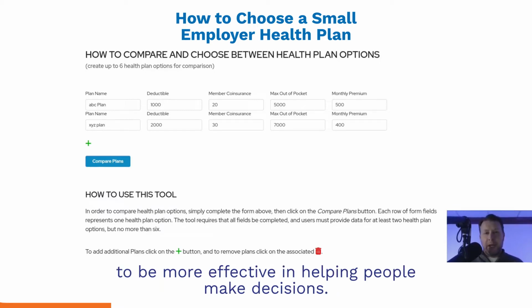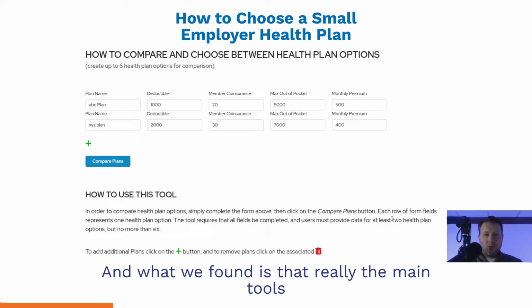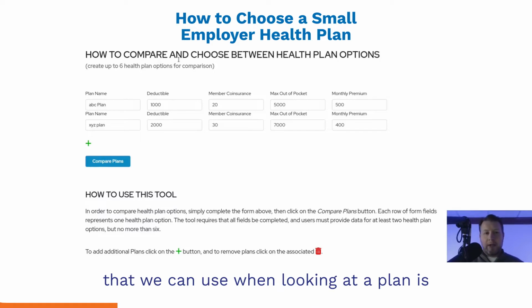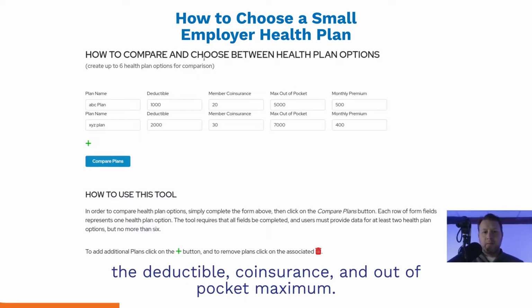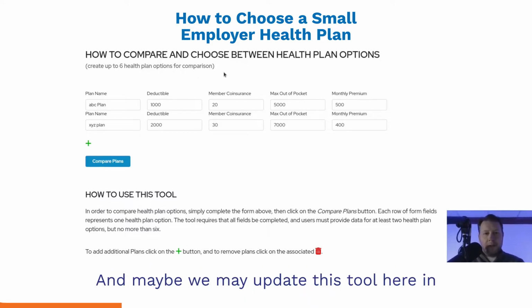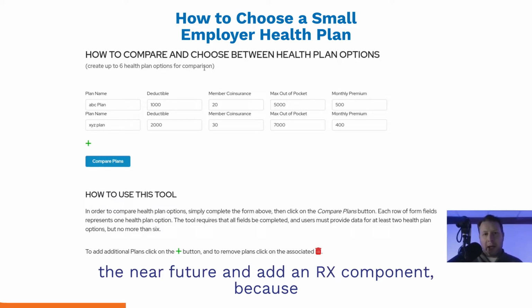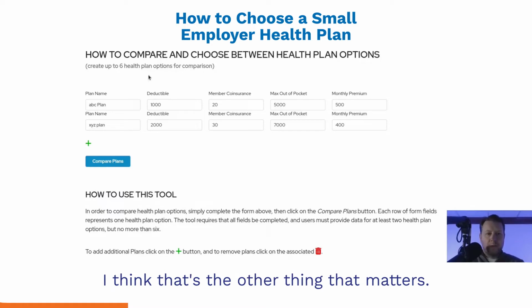So I find that actually a less precise calculator tends to be more effective in helping people make decisions. And what we found is that really the main tools that we can use when looking at a plan is the deductible, co-insurance, and out-of-pocket maximum. And maybe we may update this tool here in the near future and add an RX component, because I think that's the other thing that matters.